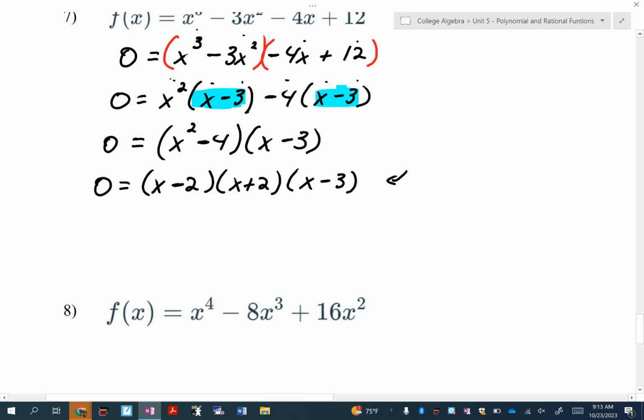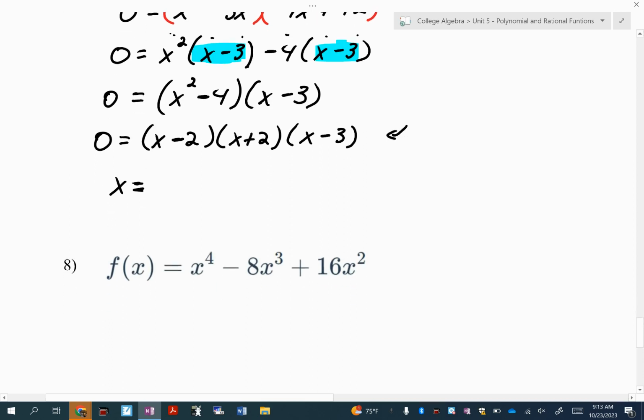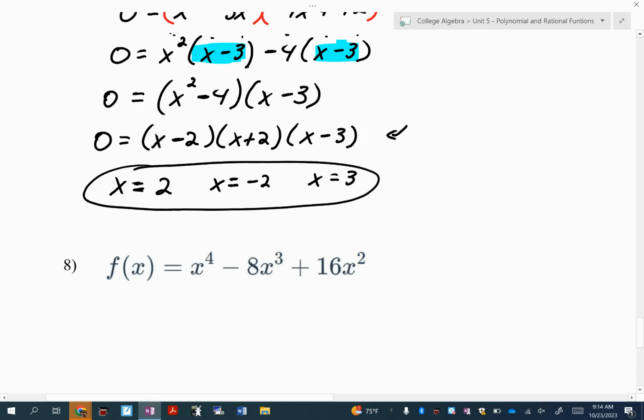So here we go. This is fully factored now. So I can write down my answers. Remember to write down the answers that are going to make them 0. So I have to think opposite. So 2 minus 2 is 0. Negative 2 plus 2 is 0. And 3 minus 3 is 0. So these are my 3 x-intercepts.